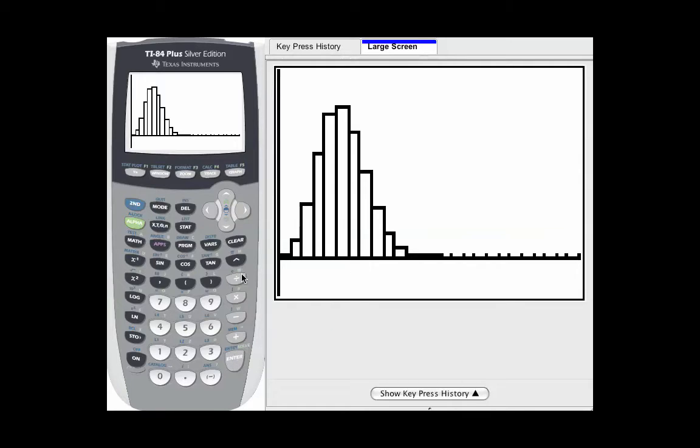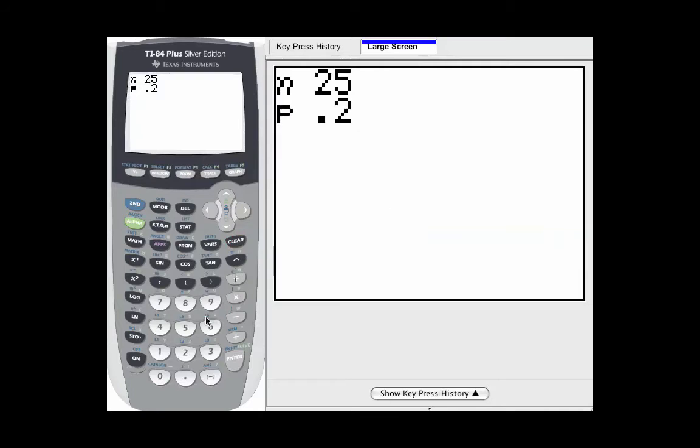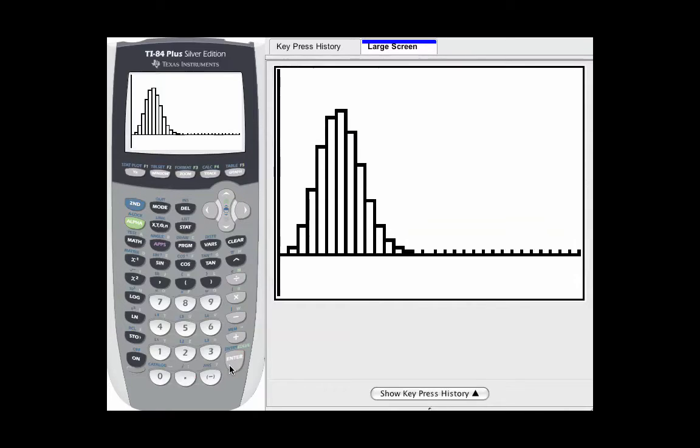Let's do one more here, just to kind of see if we can figure it out. Let's go with an n of, say, 30 and a probability of success of, say, 0.2 again, okay? And then it's starting to look even more bell-shaped, isn't it, right?